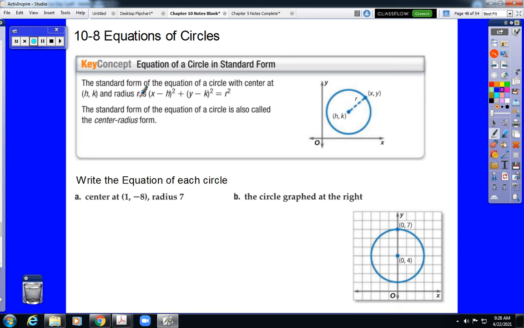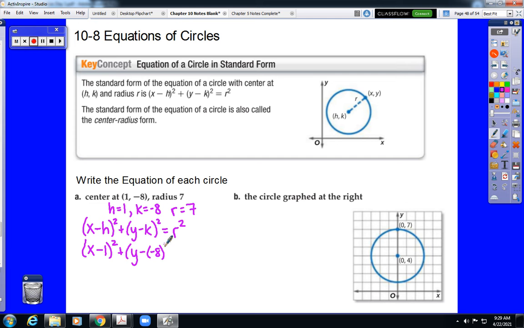So, starting with, very straightforward, example A says it will have a center at (1, -8) and a radius of 7. Well, that means that our h value is 1, our k value is -8, and our r value is 7. So again, we have our equation, (x minus h) quantity squared plus (y minus k) quantity squared equals r squared. So that would be (x minus 1) quantity squared plus (y minus -8) quantity squared equals 7 squared.